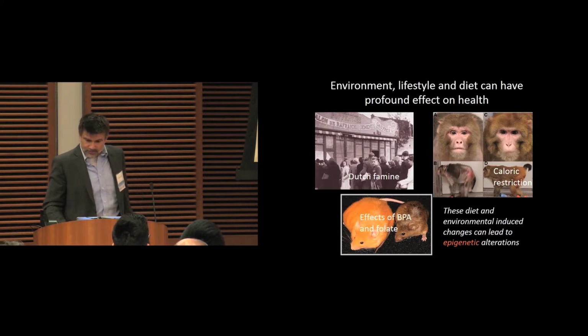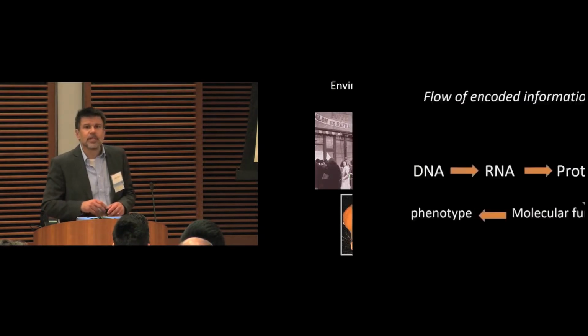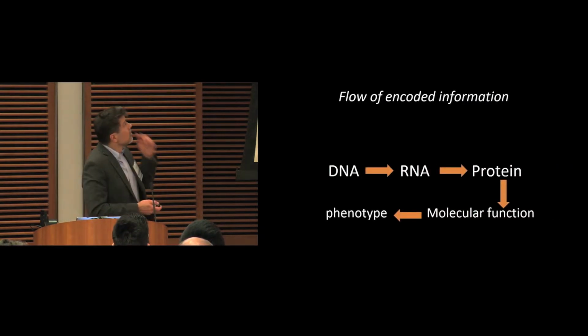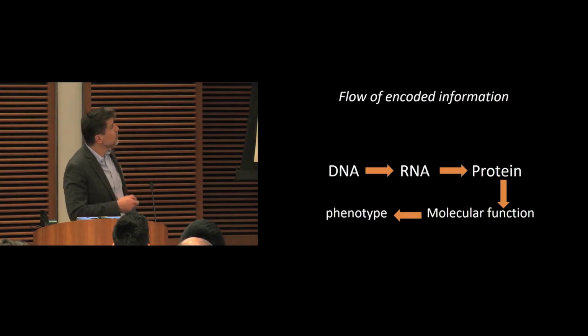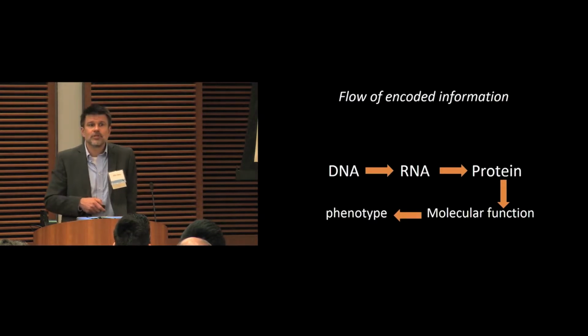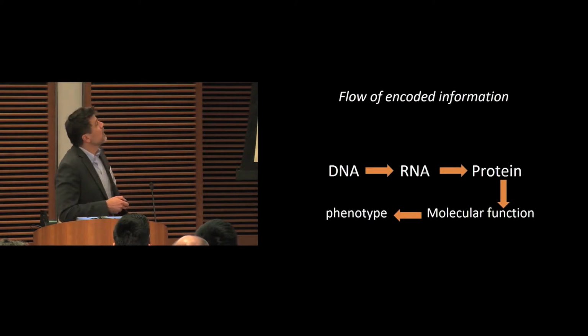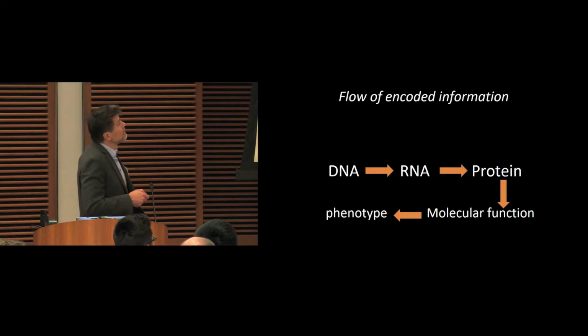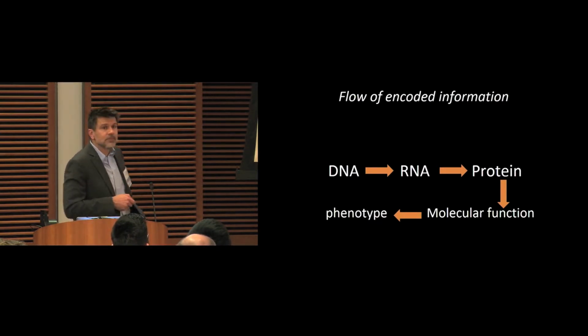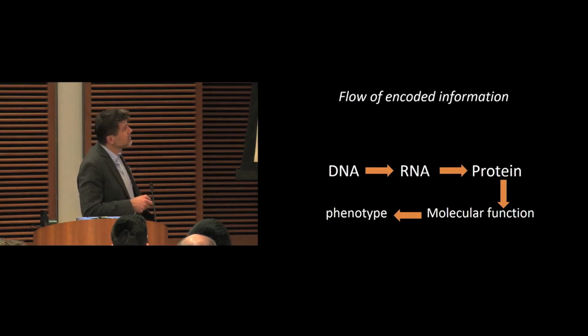So what do we mean when we talk about epigenetics? We're all familiar with the flow of genetically encoded information shown here. This is sort of the central dogma of biology. It's an oversimplification, as many of you know. It's more complicated than this, but essentially DNA encodes information, DNA is transcribed to RNA, RNA is then translated to protein.